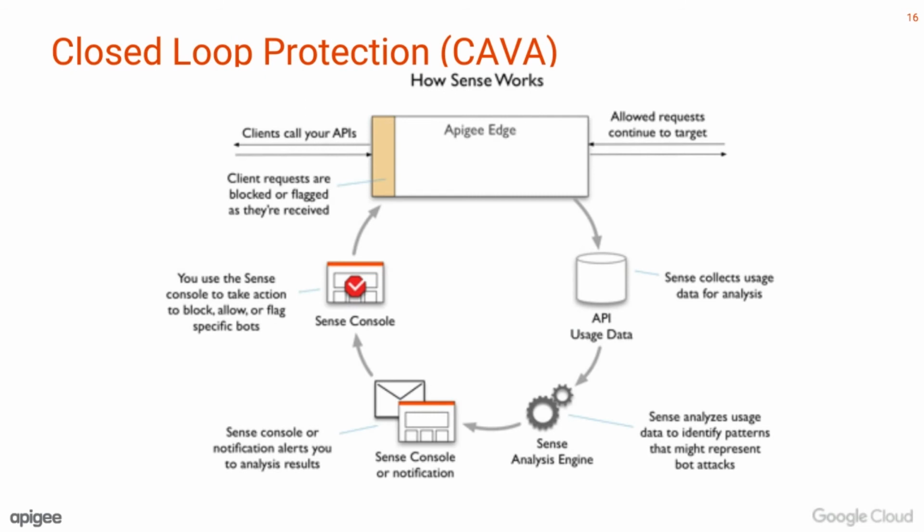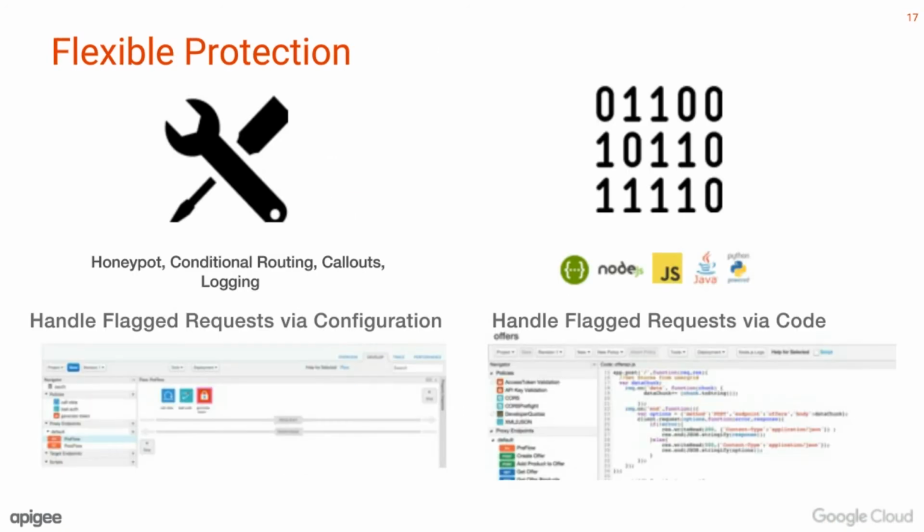Another interesting thing to note here is that Sense operates in a closed loop. It's a loop where we capture metadata about traffic, we analyze it, and then offer visualization to you, and then the ability for you to act. Now, we're already capturing all the metadata and analytics, so this all happens offline in a closed loop, asynchronously. I mentioned before the ability to flag requests, so just to reiterate, you can allow the traffic.